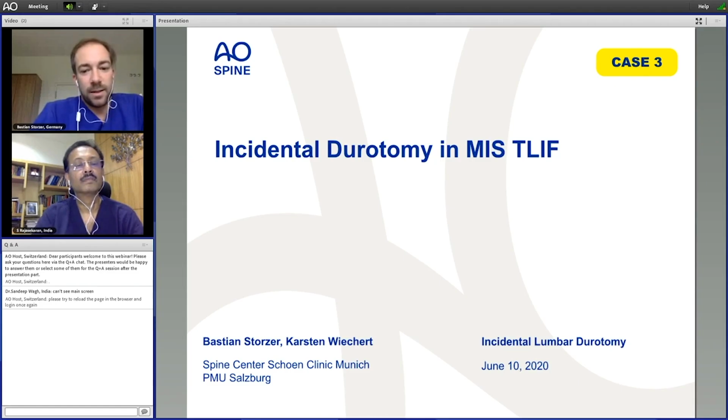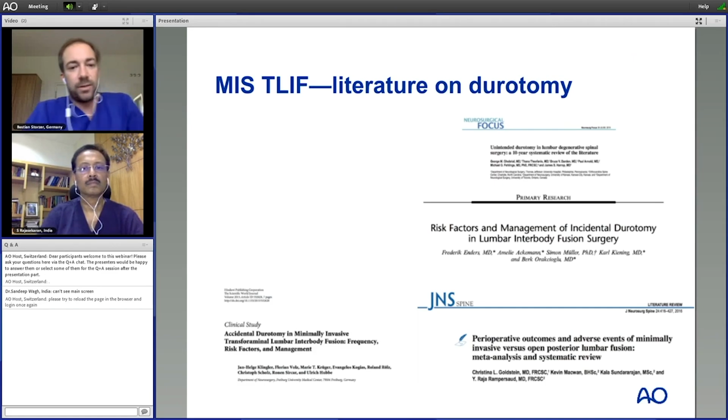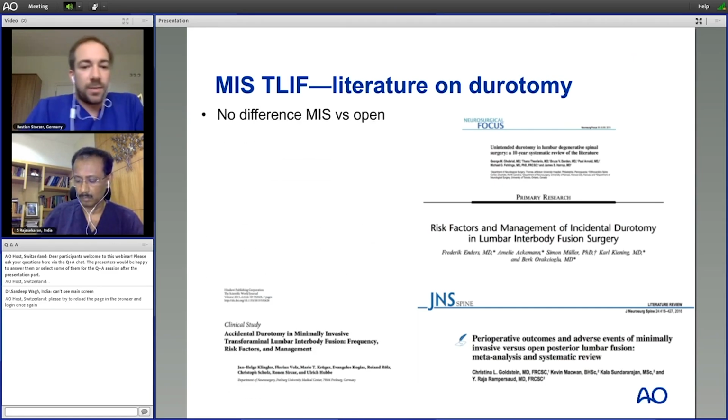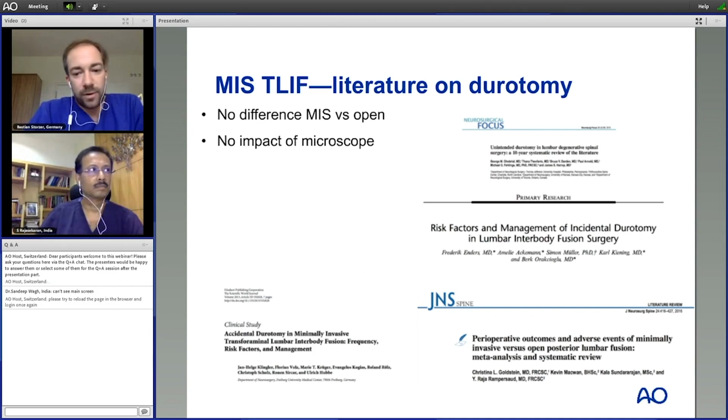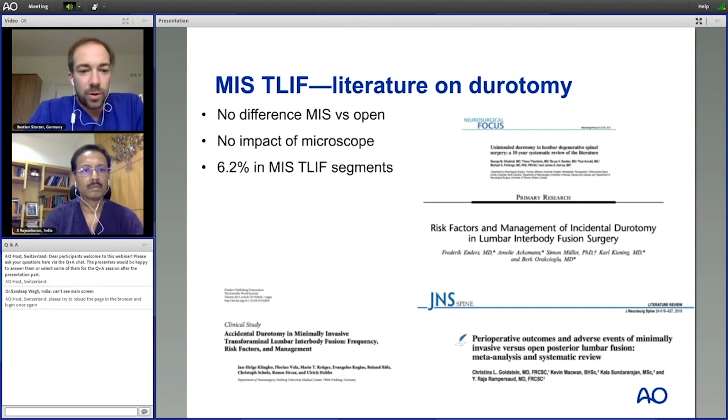In MIS TLIF, there's a lot of literature, and we see that there's no difference between MIS versus open in durotomy, and no impact of a microscope as well. We use it nearly every time. In a study from Freiburg, we see 6.2% in MIS TLIF, but that is about the cases, and if you look at the operated patients, it's 8.6%.